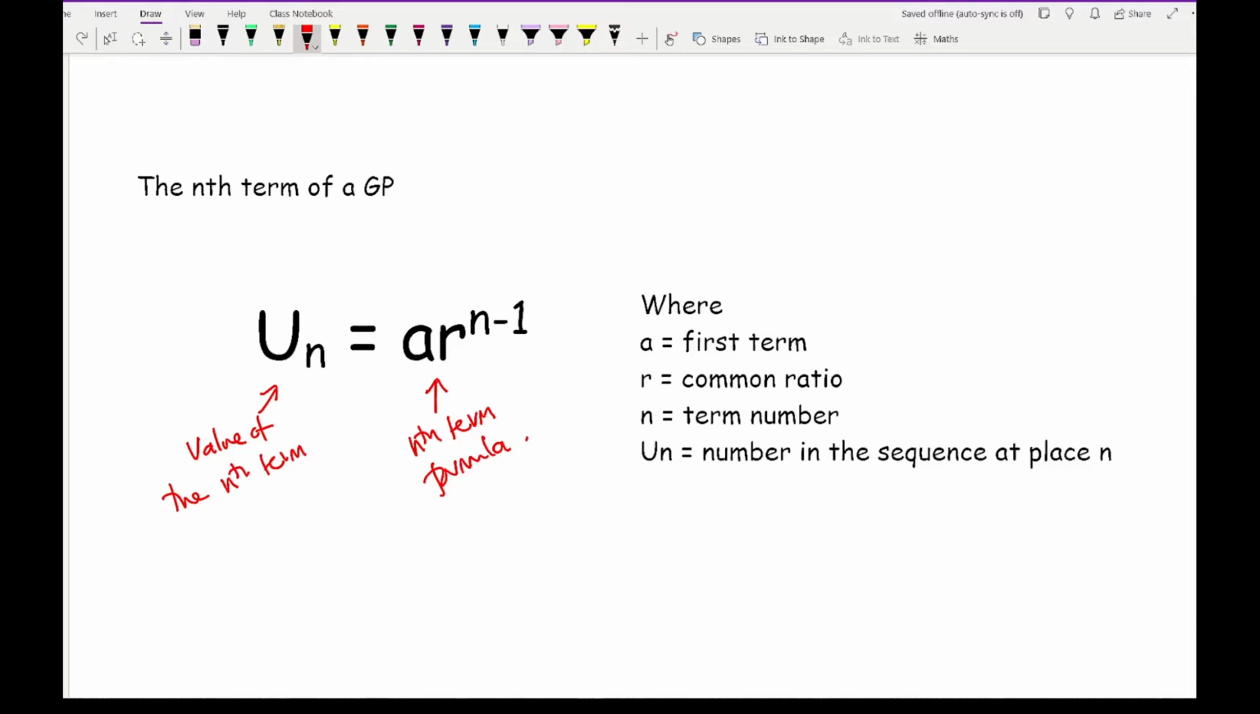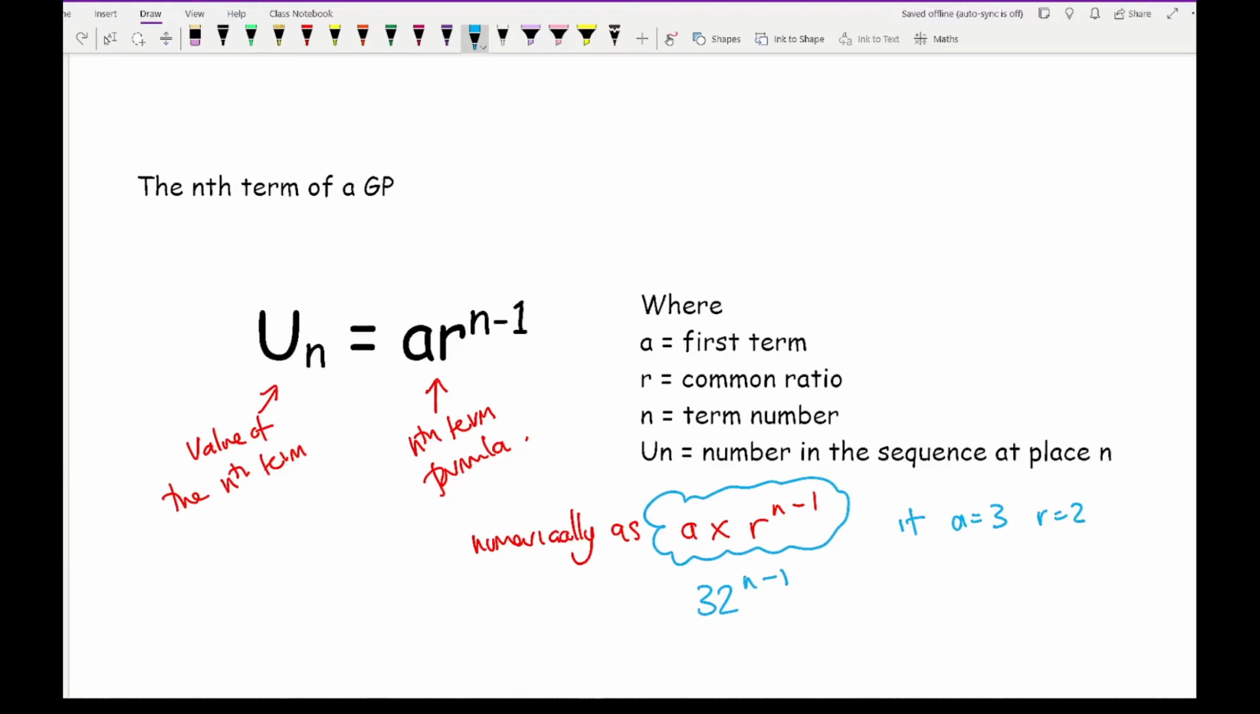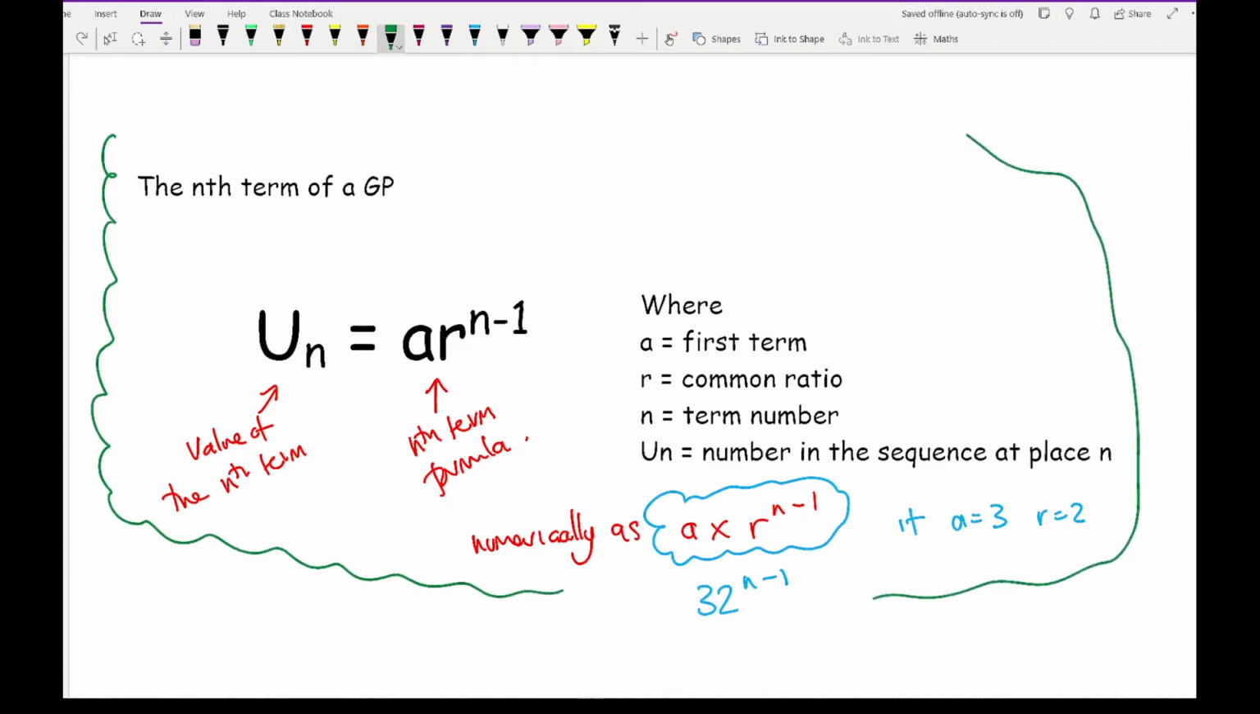Now when a and r are numbers, you need to make sure that you are writing it numerically as a times r to the power of n minus 1. And the reason for that is, if I took the example of, let's say, a equals 3 and r equals 2, then what you don't want to be writing is 32 and then n minus 1, because that's not going to work. So even though the nth term is written like this, this is how we actually need to represent it. This is definitely something that's worth putting in your notes, but if you are given a formula book in your exam syllabus, then it tends to be given to you.